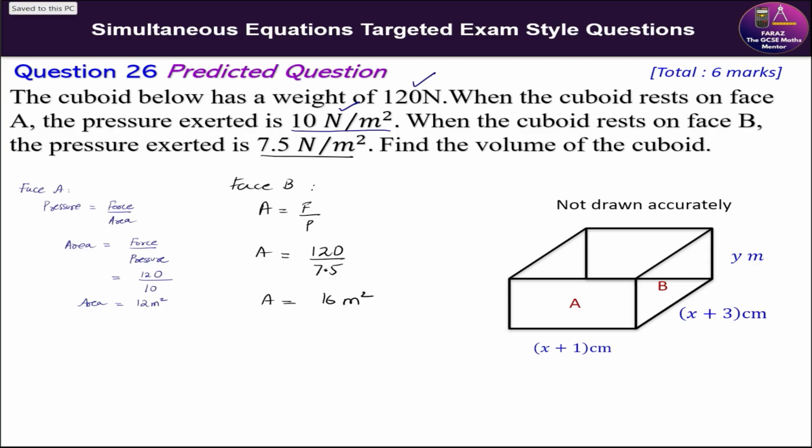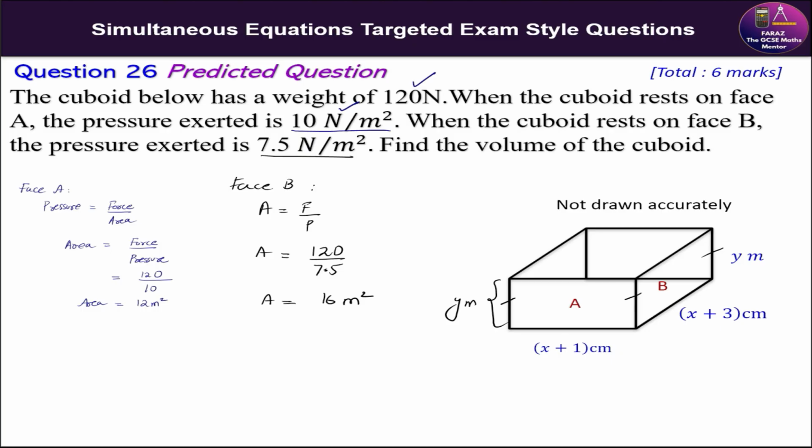Alright, now we have to set up two equations using the given dimensions. So think in this way. Here you have x plus 1 for face A, and its height is y. So this one is y and this one is y also.